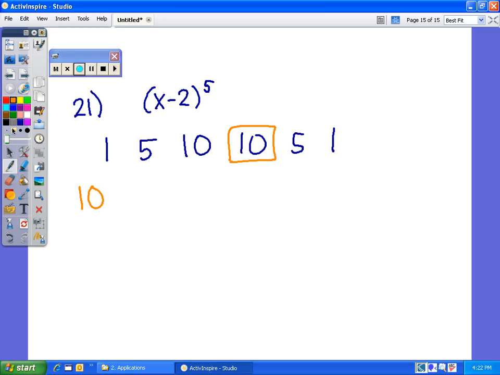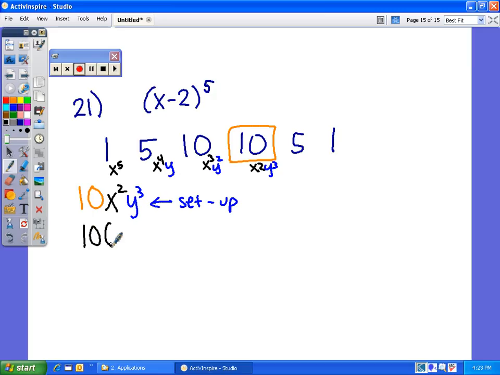Now I have to figure out what that fourth term is. So this would be x to the fourth, third, x squared. My fourth term should be at x squared. Well, at x squared, my exponent has to add up to 5. That means that the y value is cubed. That's the setup for the fourth term. Now I'm just going to replace x with x and y with negative 2.